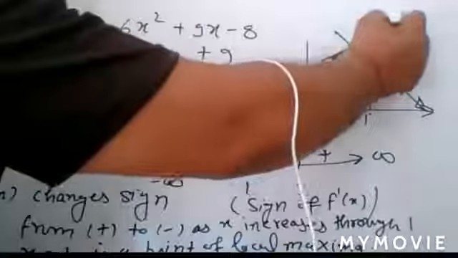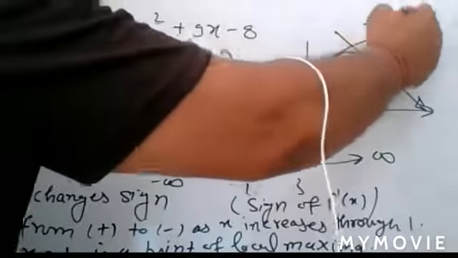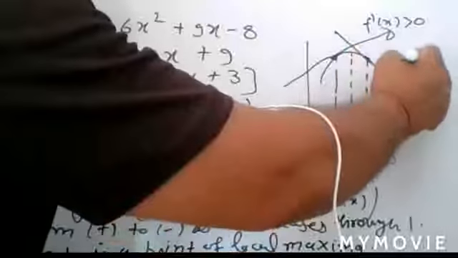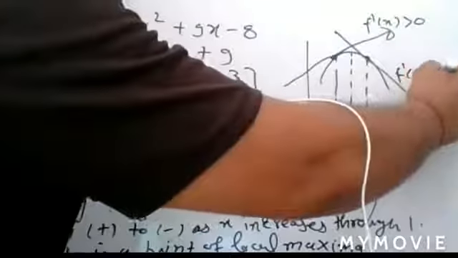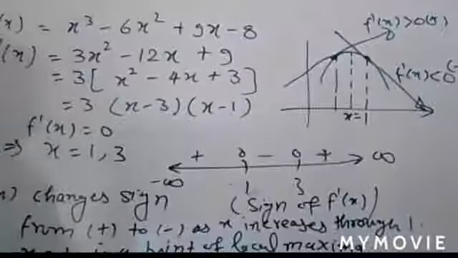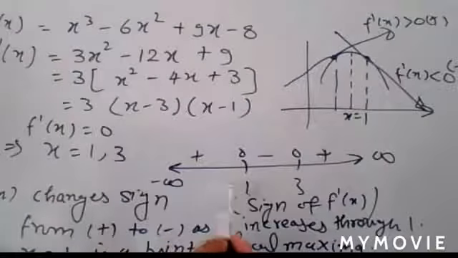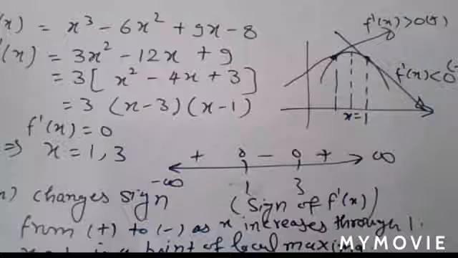The sign of f dash x here is what? That is greater than 0, means positive. And at this point, the value of f dash x is less than 0. So you can say it changes from positive to negative. And the sign of the derivative is shown on this number line. Is it clear?